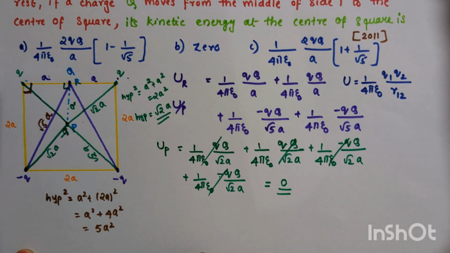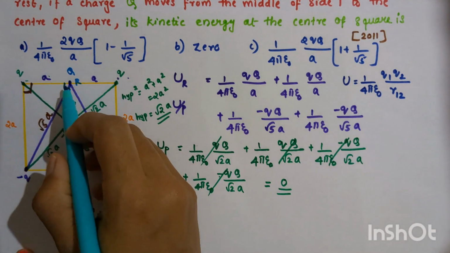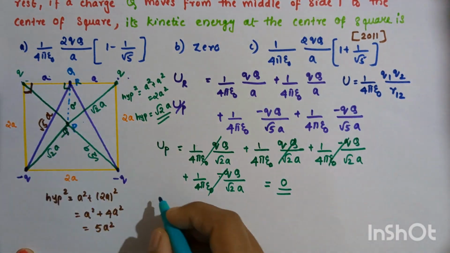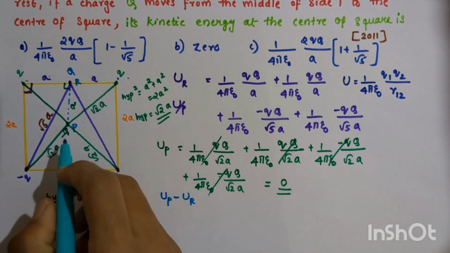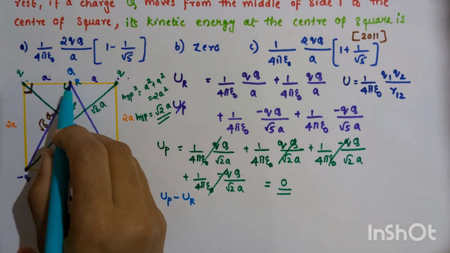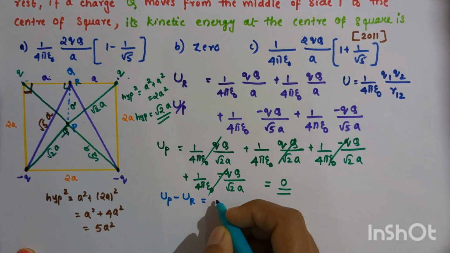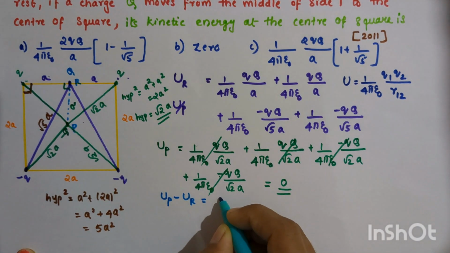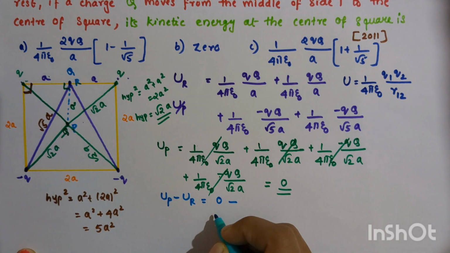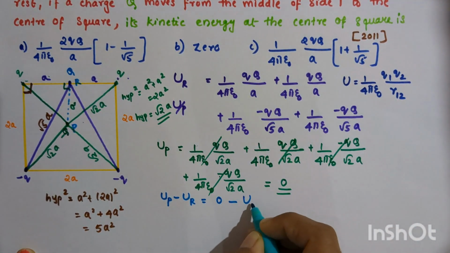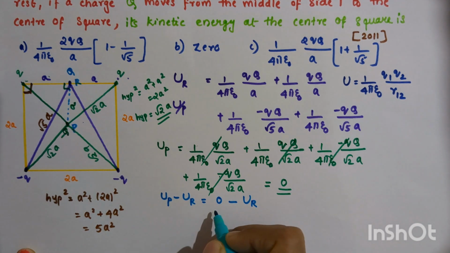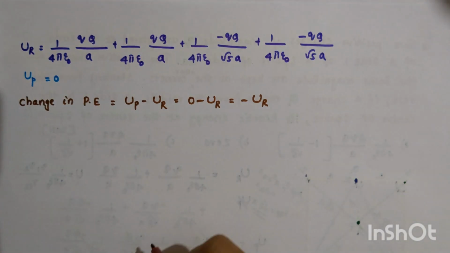Now, what about the change in potential energy when the charge is moving from R to P? Then the change in potential energy will be UP minus UR, potential energy at P minus potential energy at R. So this will be equal to what? UP is 0, so 0 minus UR. UR is the potential energy at R, that will be this term. I'm just writing it as UR itself. So UP is actually 0 here.